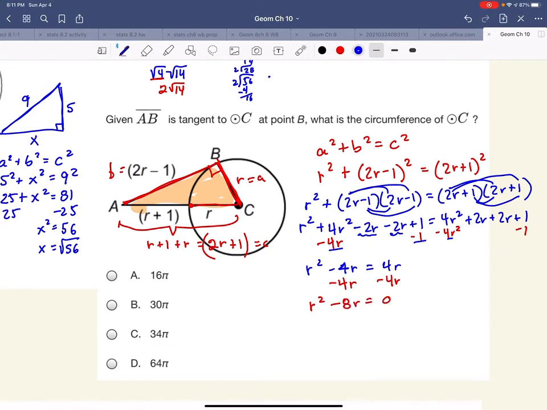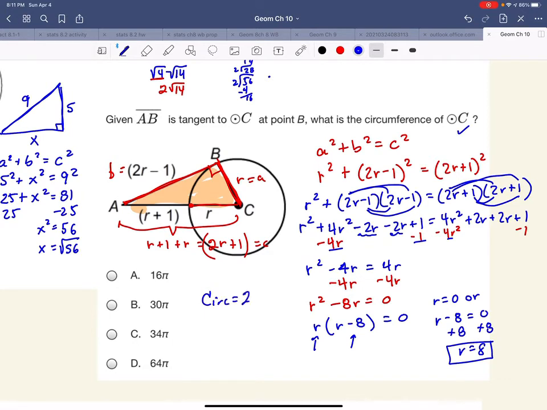Okay, almost done. I can factor out an r, and if I set this equal to 0, I get 2 solutions. Either r is equal to 0, or the second expression. So if I add 8 on both sides, I get 8. Okay, cool. So now that I know the radius is 8, they want to know the circumference. So our circumference is 2 pi r. So 2 times pi, and our radius is 8, I get 16 pi. There it is. Nice work.